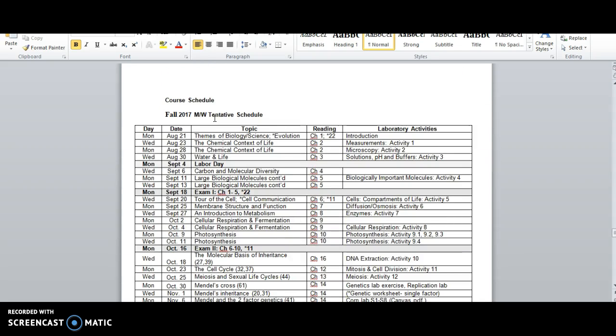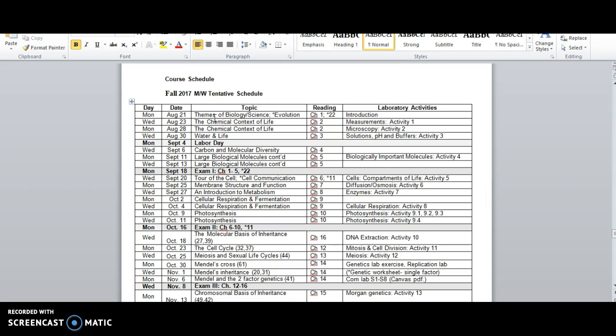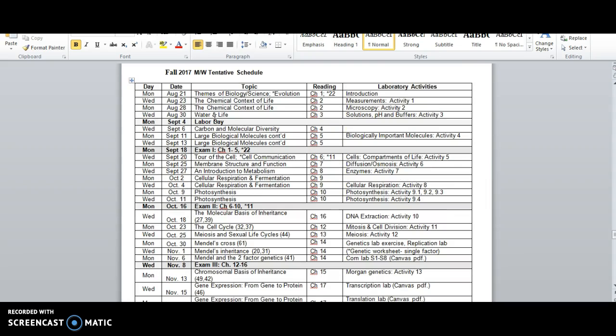Finally, we have the course schedule. This is a detailed schedule of what you would do each day. This is for Monday and Wednesday. So make sure you look at your specific syllabus for your class.